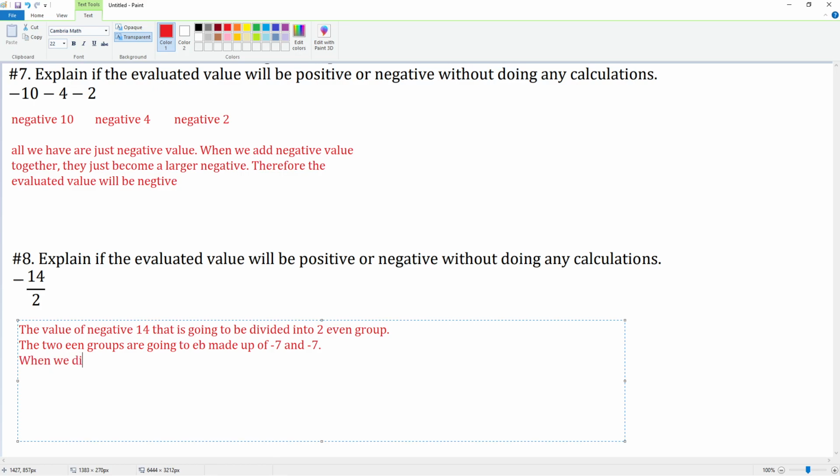When we divide a negative number, which is in our case negative 14, by a positive value, which is 2, when we divide a negative value by, like, say, a positive value like 2, we still get a negative number.